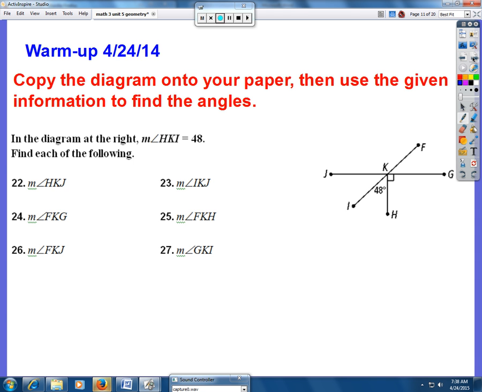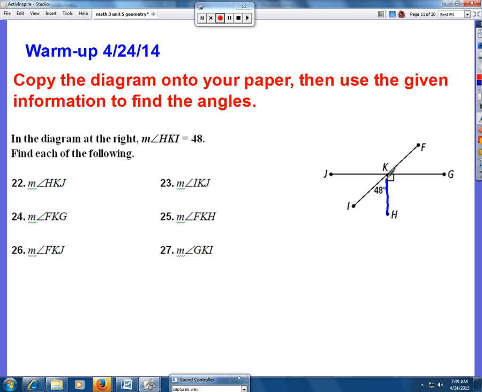Copy the diagram onto your paper, then use the given information to find the angles. You have a diagram here. It's important in geometry that you copy diagrams down onto your paper so you can use it to help you solve the problems. In this case, I know that angle HKI equals 48 degrees. So I'm going to find HKI, and it's 48 degrees. It's already labeled for me.